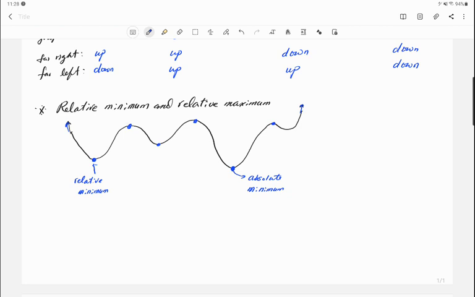How about this one? Then we call this relative maximum. And so on. And this point is what? Relative minimum. So relative minimum and relative maximum are the local minimum or local maximum. And absolute is what? The point that has the lowest y value is called absolute minimum, and absolute maximum is the largest, the greatest y value in the graph.